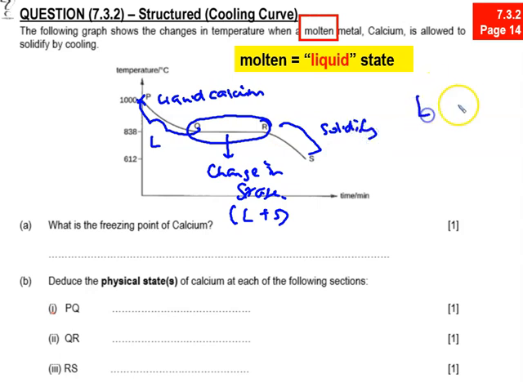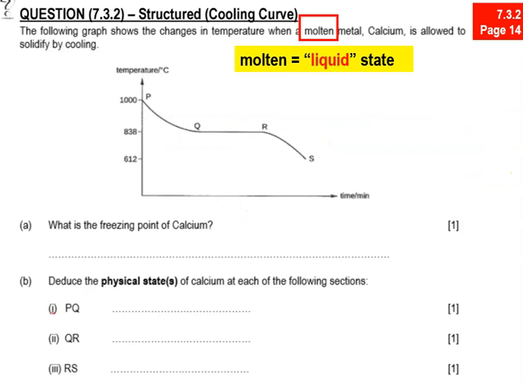That means we want to get liquid calcium to solid. Okay, and this is a process of change in state where there will be a change and therefore there will be a mixture, solid and liquid. Alright? So the first question they ask you, what is the freezing point of calcium? So let's have a look.